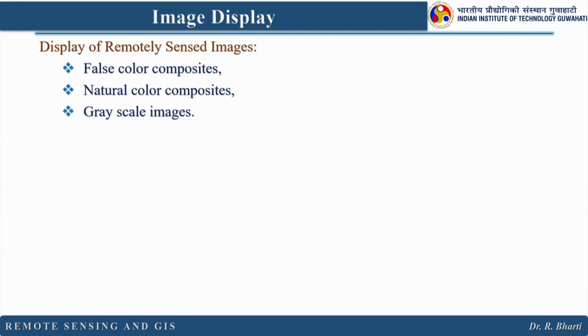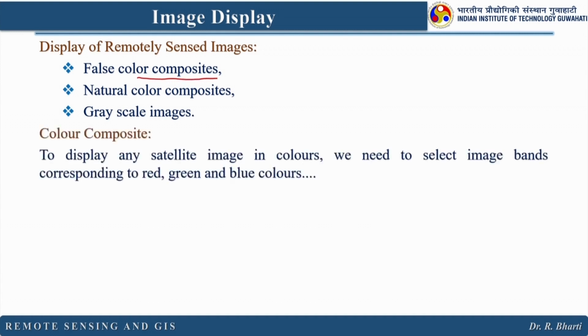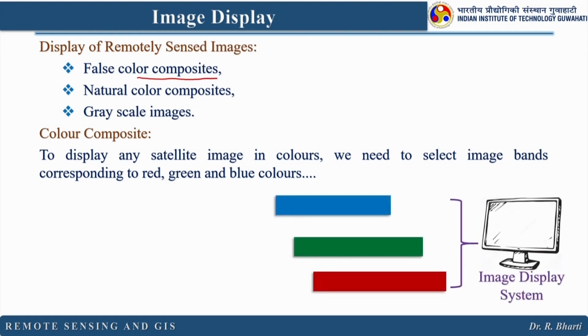So how do we display a remotely sensed image? There are three different concepts. First one is false color composite. Second is natural color composite. Third one is grayscale images, right? First of all, let us understand what we mean by color composite. A color composite is used to display any satellite image in color. We need to select image bands corresponding to the red, green and blue colors of our monitor or any display system, right?